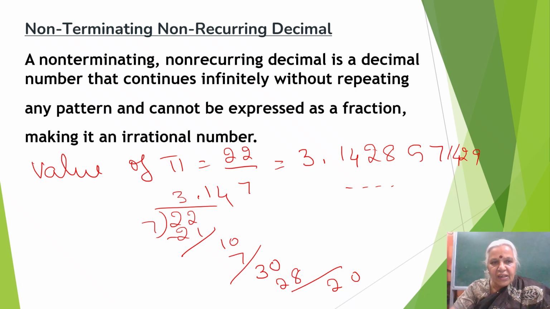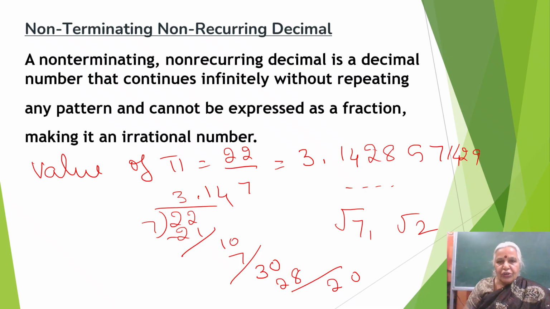Other non-terminating, non-repeating decimals are the square root of 2 and other square roots. You are going to learn about them in the next series of videos.